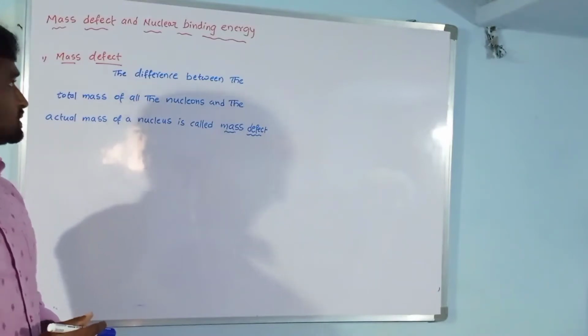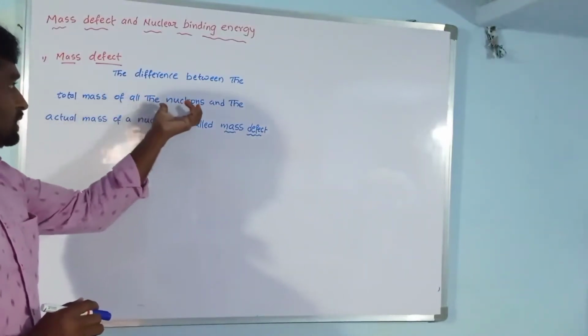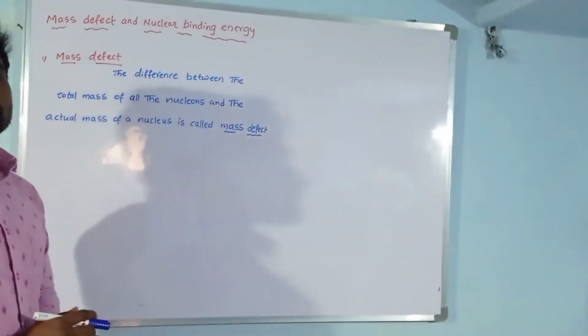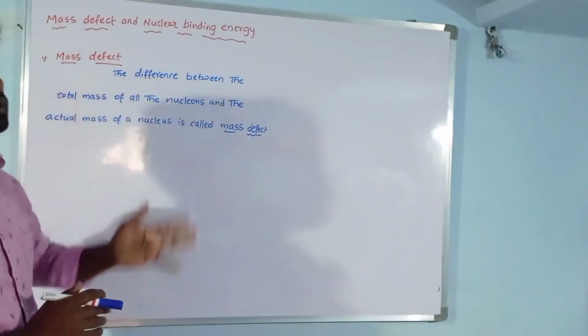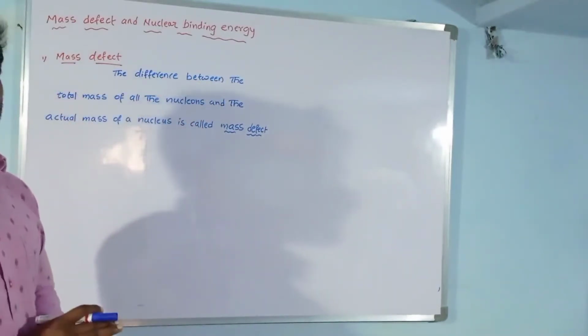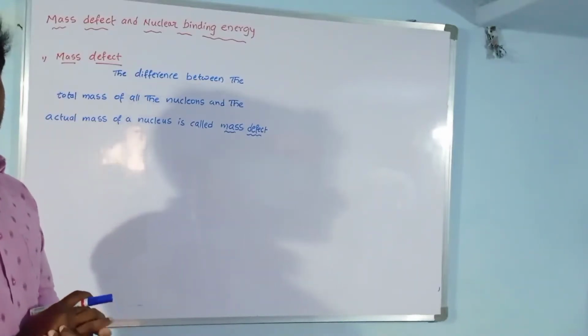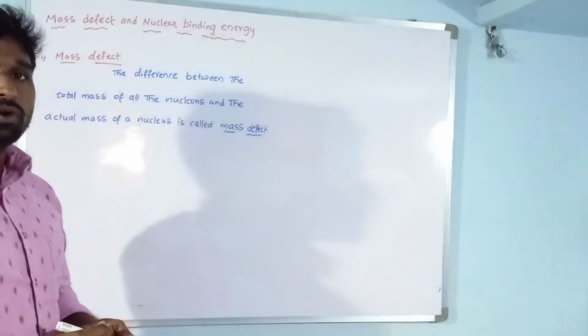Mass defect means the difference between the total mass of all the nucleons and the actual mass of the nucleus. So the difference between these two, what is the difference? The difference between the total mass of all the nucleons and the actual mass of the nucleus. So that difference is called mass defect. So how can we represent this?